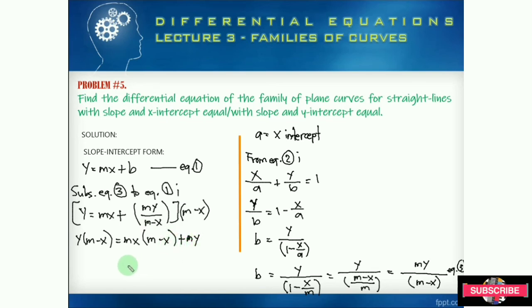Okay, so distributing this one, this would be y times m, so my, minus y times negative x, so this is xy. Okay, equal now to, distributing this one, m squared x minus mx times x, so this would be minus m x squared. Okay, plus this my. Take note, this one will be cancelled because if we transpose this one to the other side, this will cancel out.